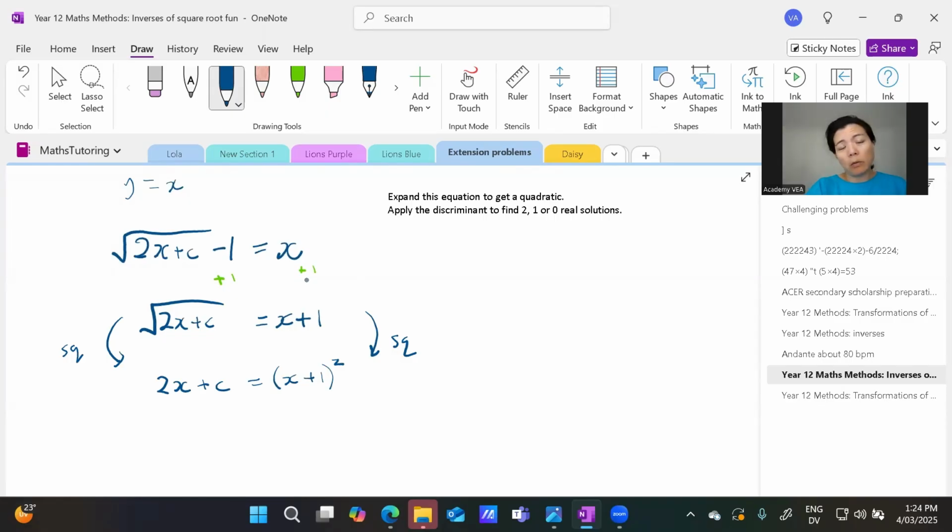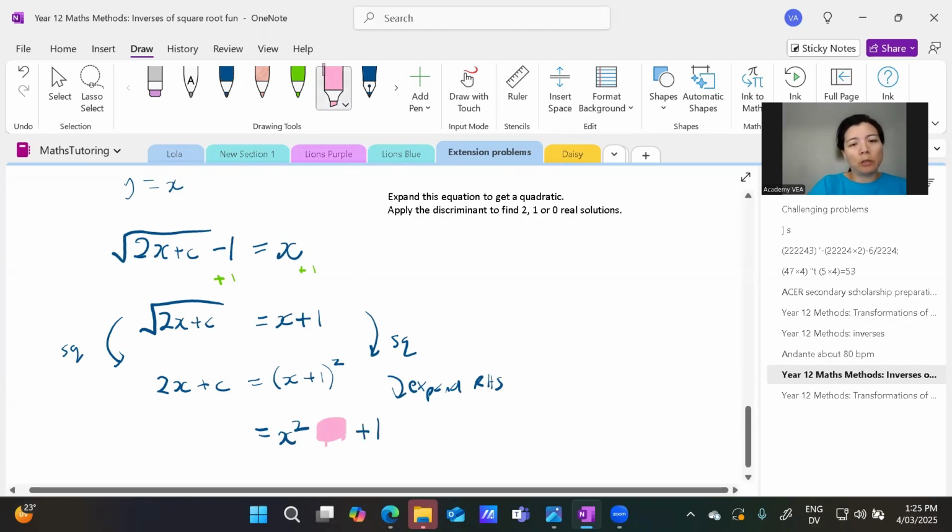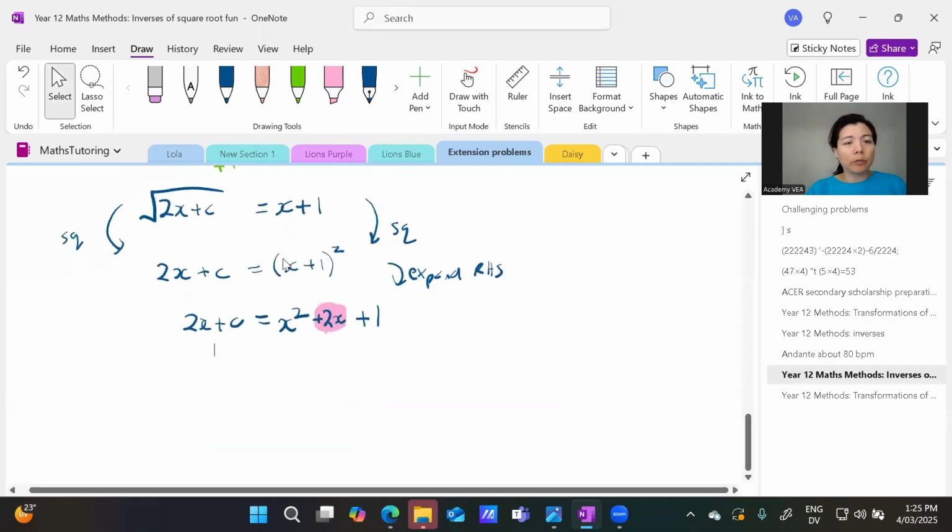And then from here, I want to get a quadratic, so I need to expand the right-hand side. And a lot of people will do x squared plus 1 and forget all about the middle term. So I'm putting in a little highlighter so you remember that the middle term is twice of 1 times x. And then we got 2x plus c on the left as it was.